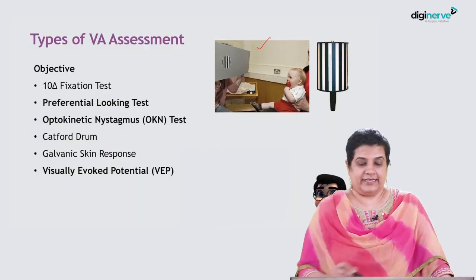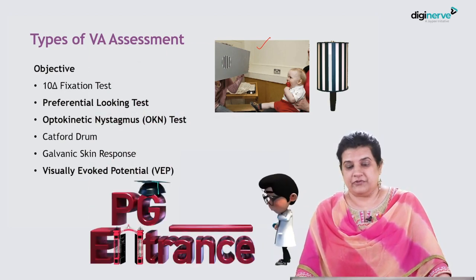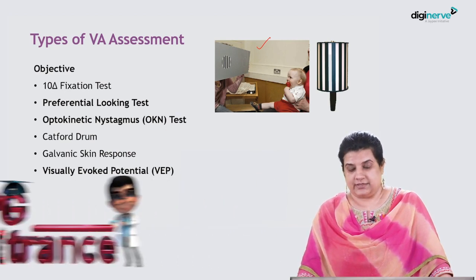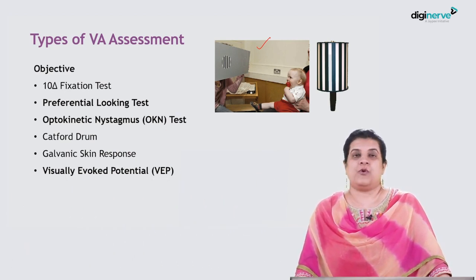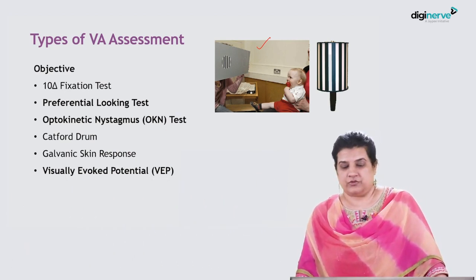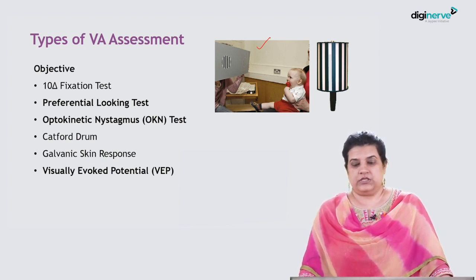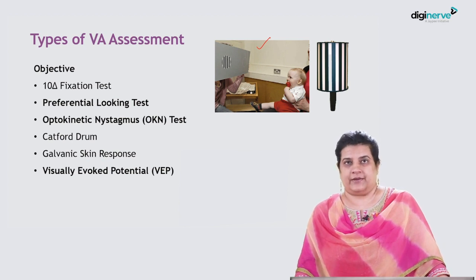So, if we have a look at this image, on your left hand side, a typical preferential looking setup would include presentation of two visual stimuli at the same time. The positive stimulus will have some sort of a grating or some sort of a pattern, and the negative stimulus will have a homogeneous area.